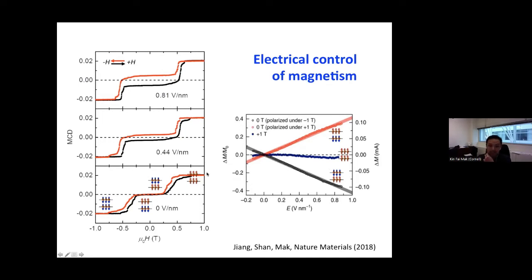So I think all of this is pretty consistent with just considering the symmetry of the system, and the effect is rather strong because you can see that at the highest electric field we can apply, we can create about 20% of the magnetization compared to the saturation value. So it's a rather strong effect.